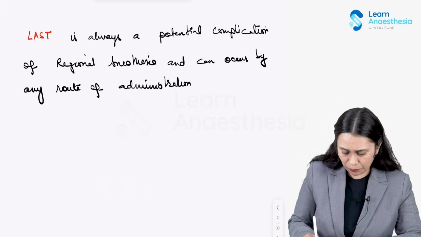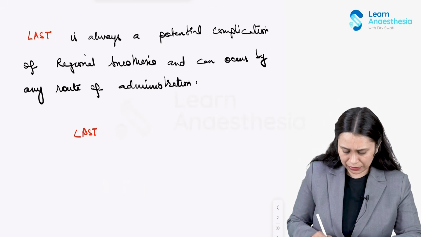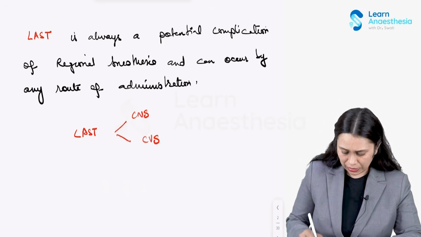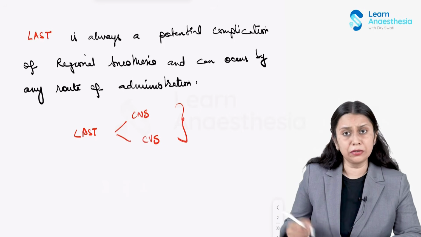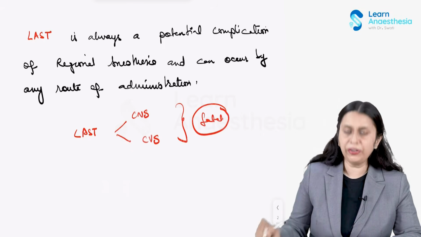So what is the primary organ getting affected by LAST? So LAST primarily affects CNS and CVS, and this is the reason for its fatality. So it can be potentially fatal.